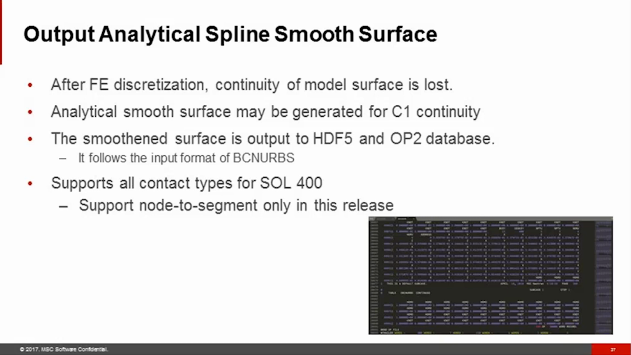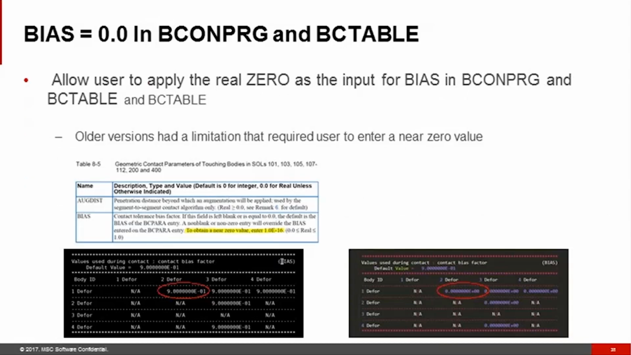The smoothened surface can be output to HDF5 and OP2 files for further processing and through Patran or any other post-processor that you use. It is following the input format of BCNURBS. If you want to look for more details, please visit the release guide.